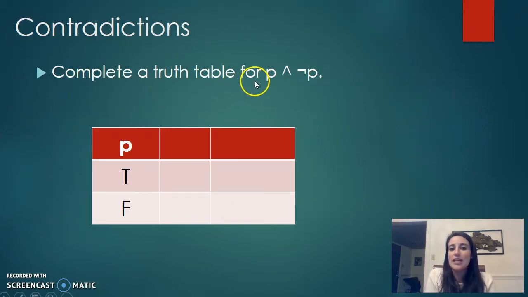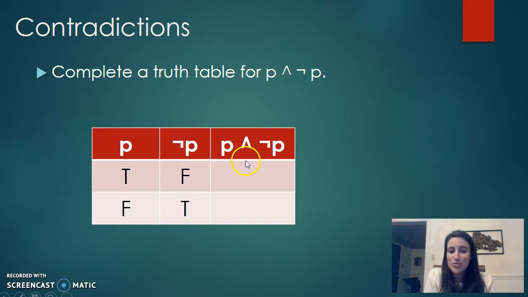Now let's complete a truth table for P and not P. So we're working with statement P. We'll need a column for not P and then a column for P and not P. So not P negates the truth values of P. And P and not P is only true if P and not P are both true, but that never happens. So the final column is a column of all false values.